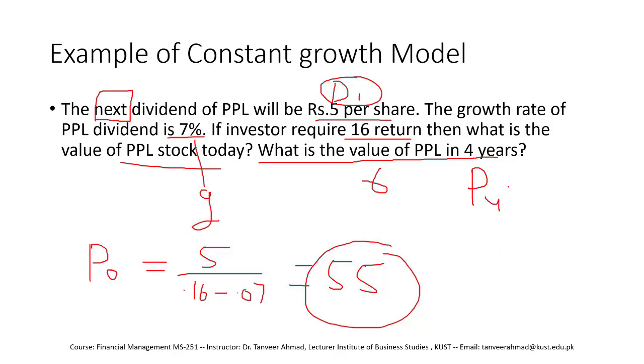Before we move forward to the solution, I would like you to think about what P4 should be equal to. If P1 is equal to D1 divided by R minus G, then what we are doing is finding the current price based on the future dividend. So if we are going to find P4, then the dividend that we need to use should be the future dividend, which is D5 divided by R minus G. That part is the same.